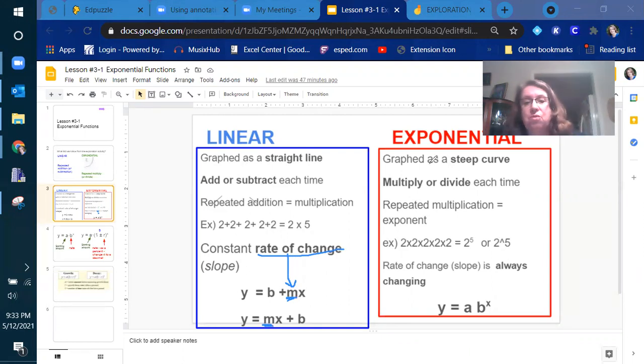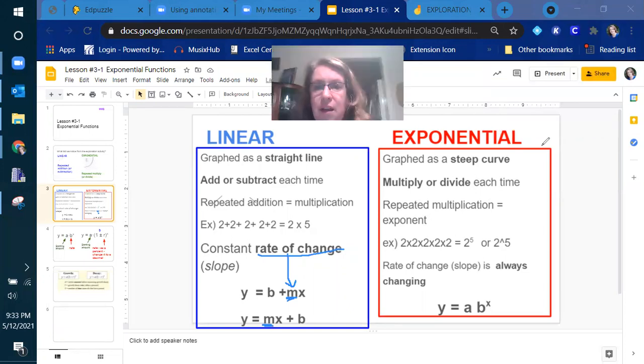For exponential, here were the differences. It graphed as a steep curve. It can either go down and up or up and down. And we're multiplying or dividing each time. And when we show over and over that we're multiplying, that's when we use an exponent.